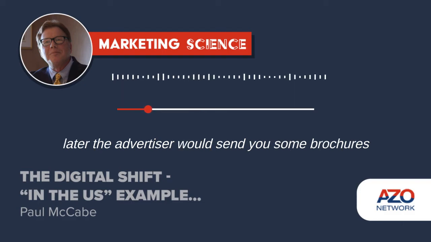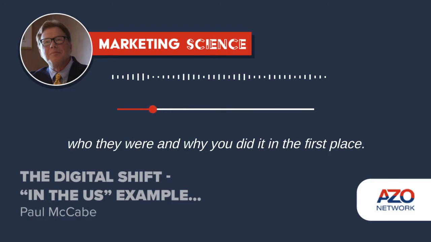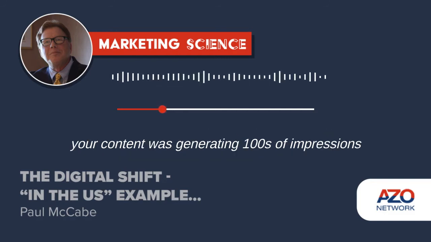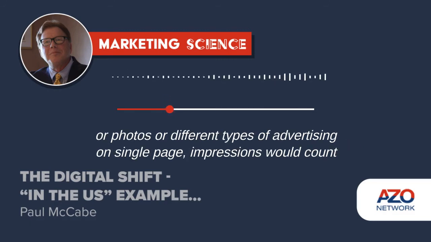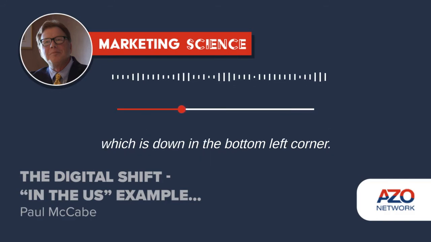The advertiser would send you some brochures or something along those lines, and you forgot who they were and why you did it in the first place. Then came impressions, which was nothing more than false data, at least in my mind, that your content was generating hundreds of impressions, when in reality, if there were, for example, 30 banners or photos or different types of advertising on a single page, impressions would count as if all 30 were being used, and you get 30 impressions instead of your one impression, which is down in the bottom left corner.